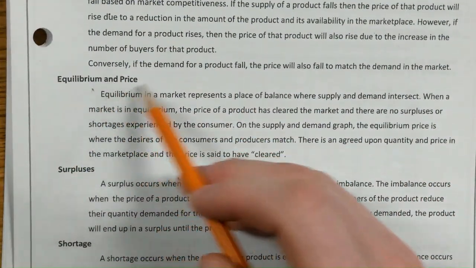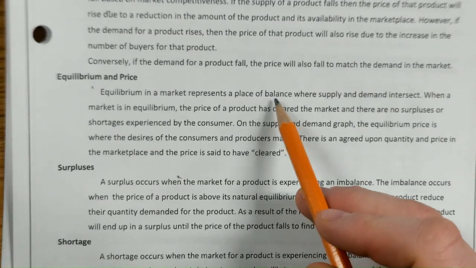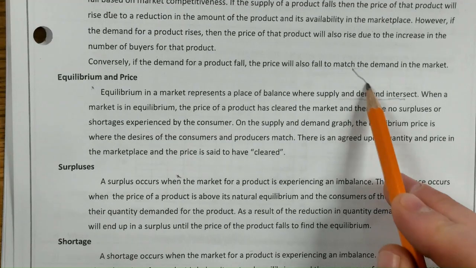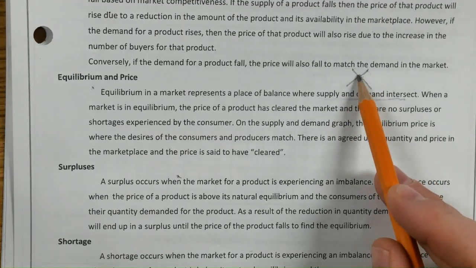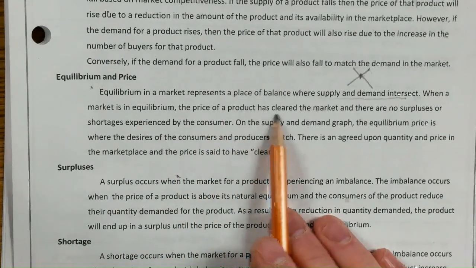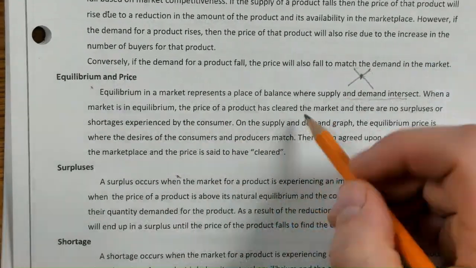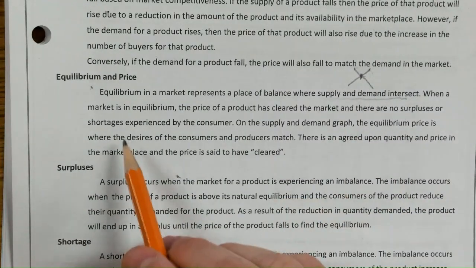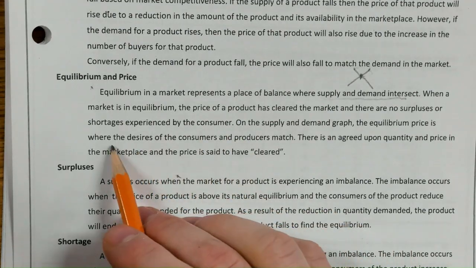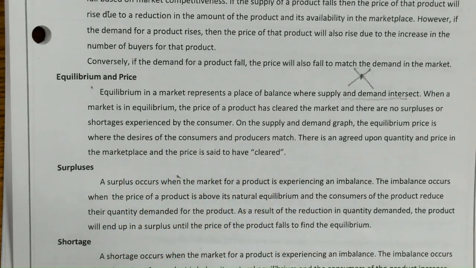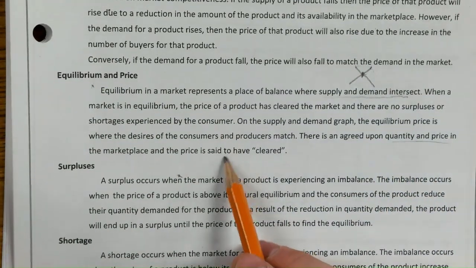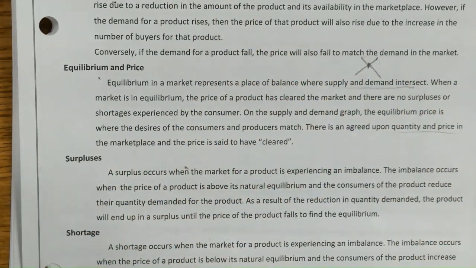Equilibrium is the place where there's balance between supply and demand. It's where the supply and demand graphs intersect. So if we have a graph that looks like this, our equilibrium is where they cross. When a market's in equilibrium, the price of the product has cleared the market, we say. And there are no surpluses or shortages experienced by the consumer. On the supply and demand graph, the equilibrium price is where the desires of consumers and producers match. There's an agreed upon quantity and price in the marketplace, and the price is said to have cleared.